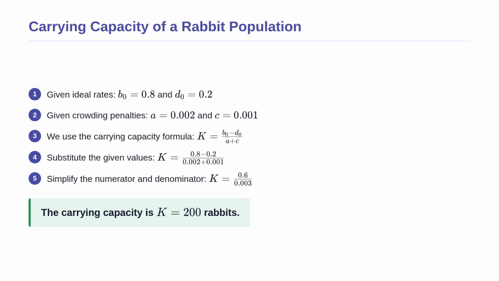We substitute our given values into the carrying capacity formula. The numerator evaluates to 0.6, and the denominator evaluates to 0.003. Dividing these gives us 200. This means the meadow can sustainably support exactly 200 rabbits.